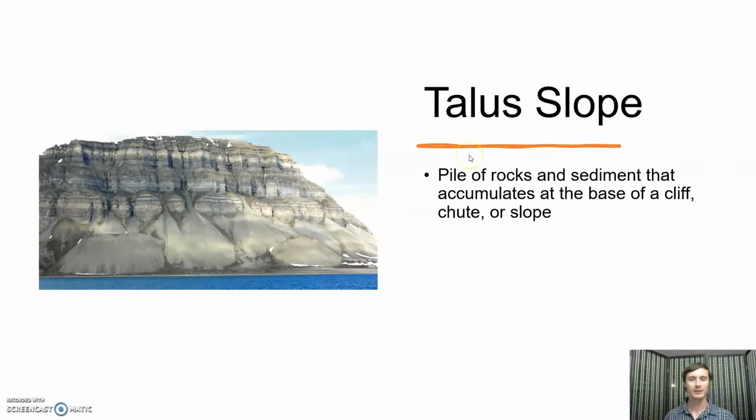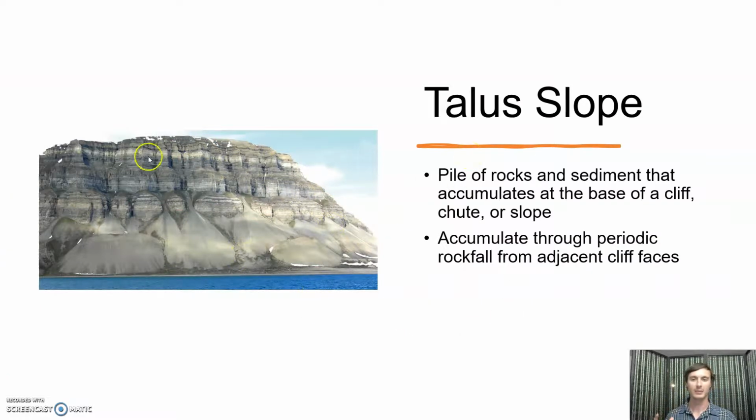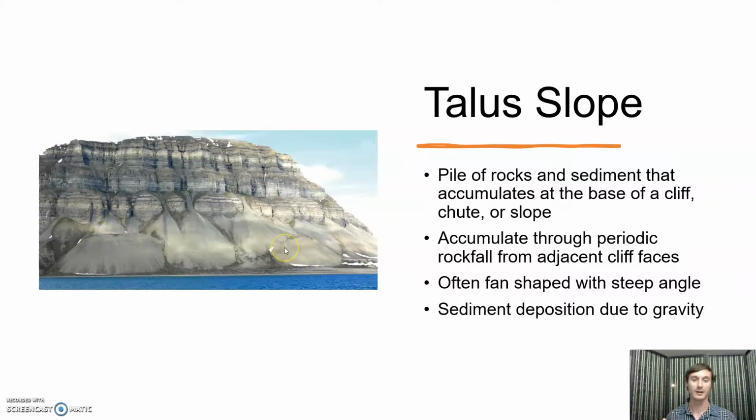So we have our pile of rocks, sediment, it's going to accumulate at the base of a cliff or some kind of a pronounced slope. These accumulate largely due to gravity. So we have periodic rockfall, which slowly builds these up over time. They do tend to form this sort of fan shape outward. Usually there's a pretty steep angle here. This would be hard to climb up. Sediment deposition here is more due to gravity, process called mass wasting, than it is due to wind or water.